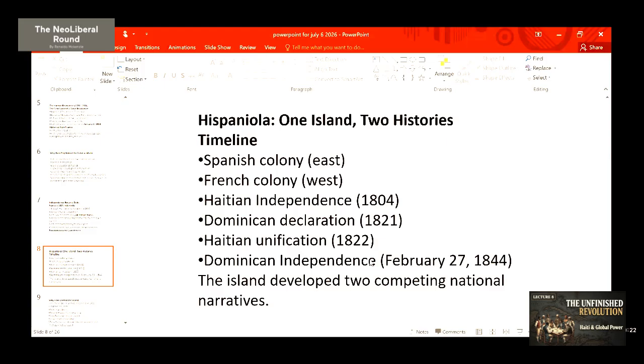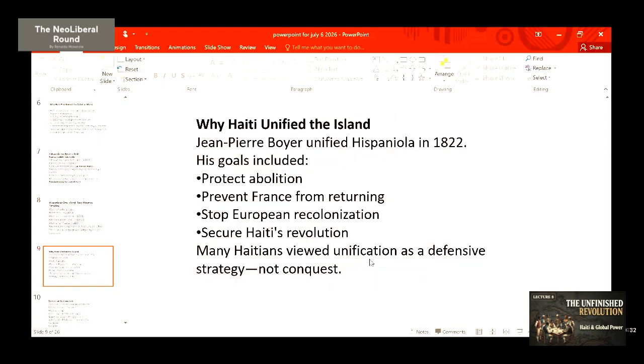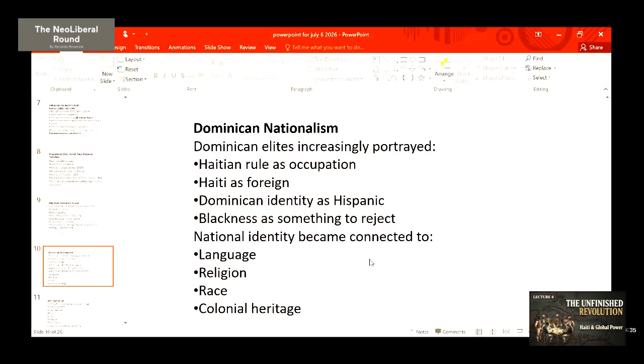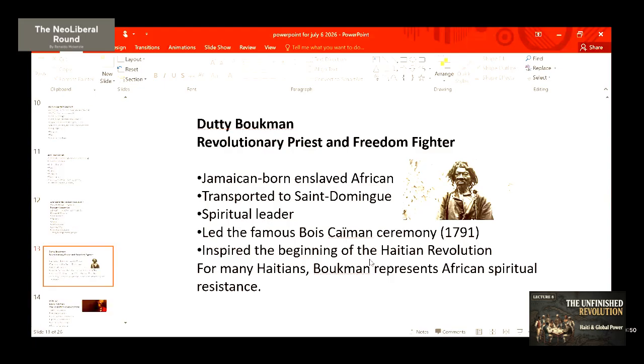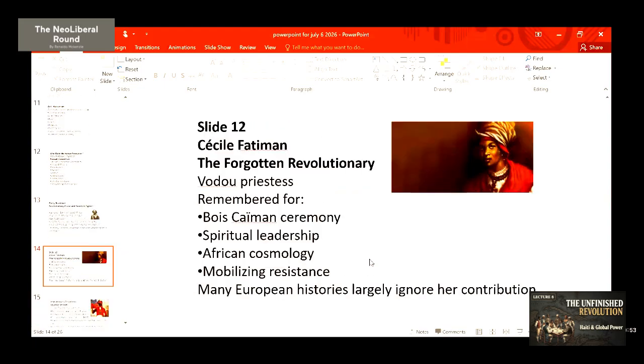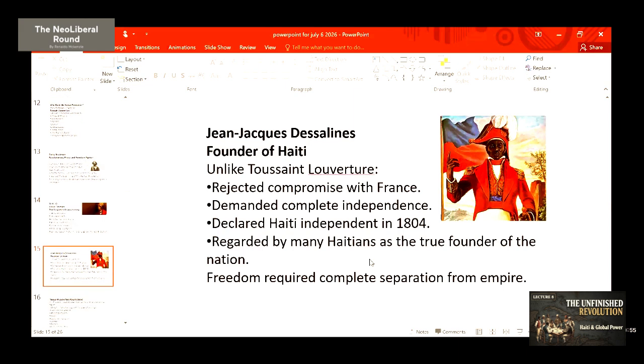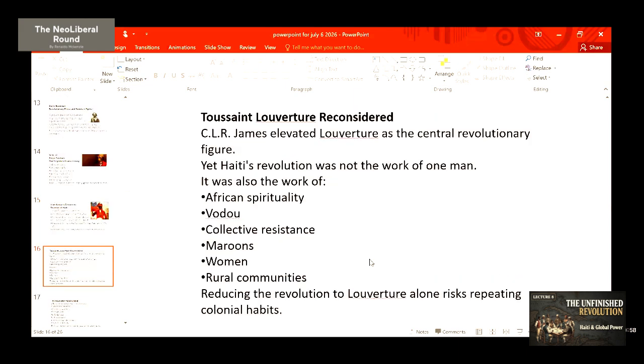But we're going to stop here because it's 10 o'clock. We're going to pick up from where we left off. We're going to wrap up by talking about Hispaniola, one island, two histories, why Haiti unified the island, Dominican nationalism, anti-Haitianism, who made the Haitian Revolution. We started talking about it. Is it Toussaint? Was it enslaved Africans, field workers, Maroons, women, Vodou leaders, communities, collective resistance? Dutty Boukman a little bit, Cécile Fatiman, Jean-Jacques Dessalines, and so on and so forth.